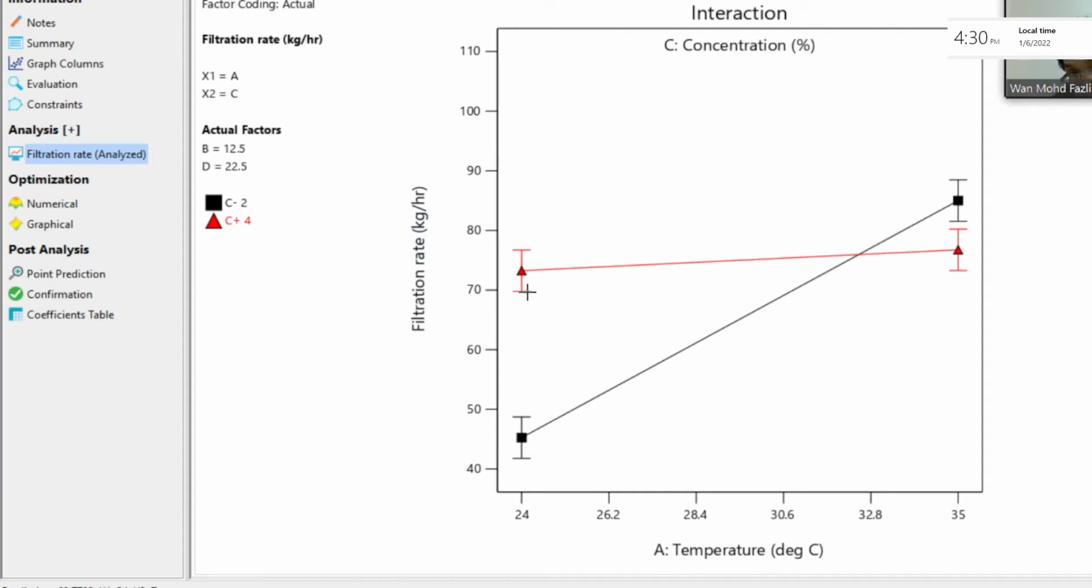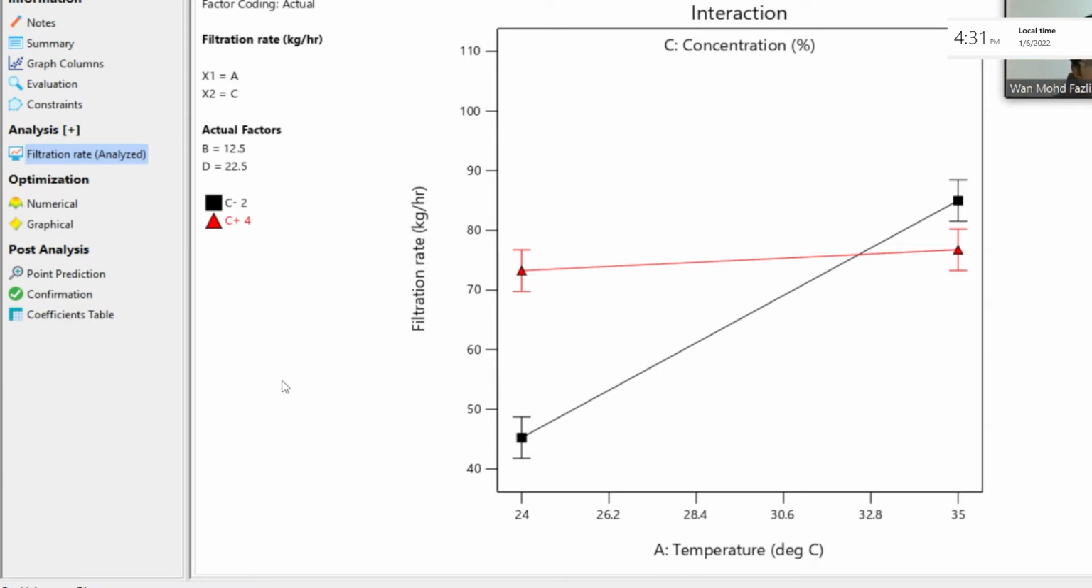You can see here there is a bar. This bar they call LSD, least significant difference bar. The idea is this: if the bars overlap, then it's not significant. The effect is not significant. If the bars do not overlap, then the effect is significant.